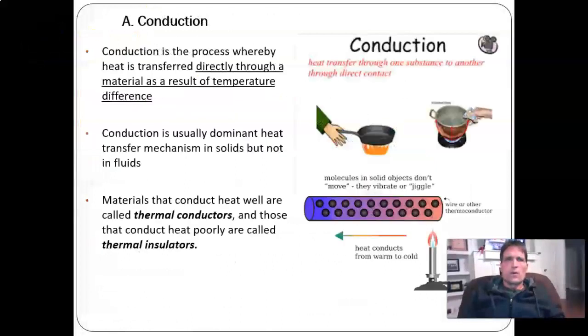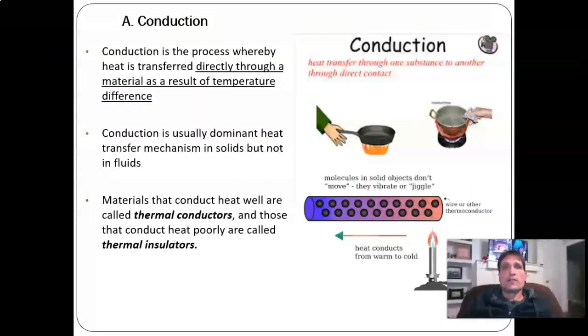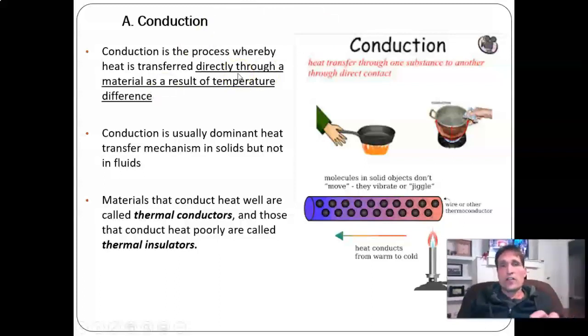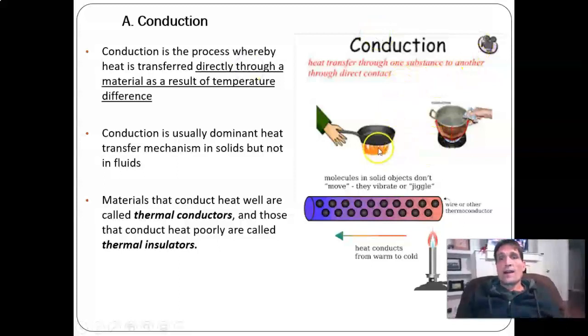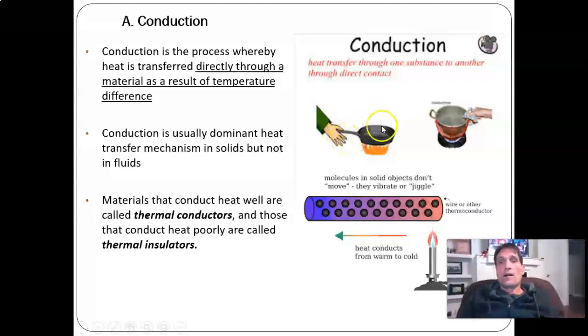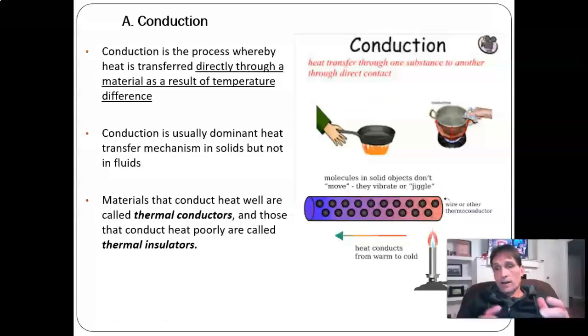So what's going on here with conduction? We saw in the demo that conduction is the transfer of heat directly through two materials that are in direct contact. In other words, the burner is in direct contact with the bottom of the pan, and the bottom of the pan is in direct contact with the hand. Or in the demo, the water was in direct contact with the chopstick, and the chopstick was in direct contact with my hand. So you have to be in direct contact, and you have to have a temperature difference to get a heat transfer by conduction.